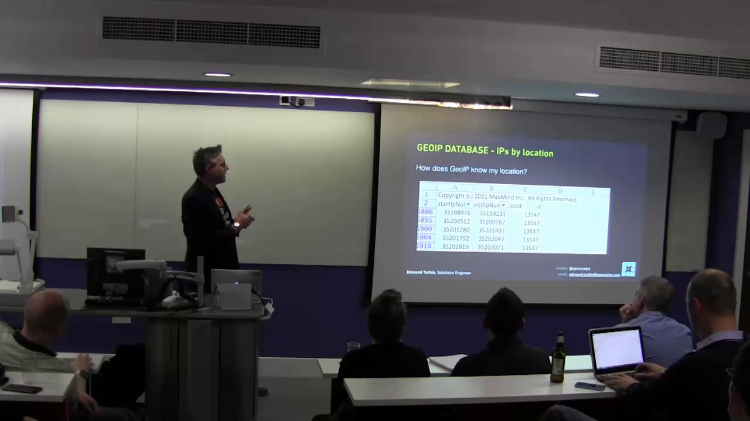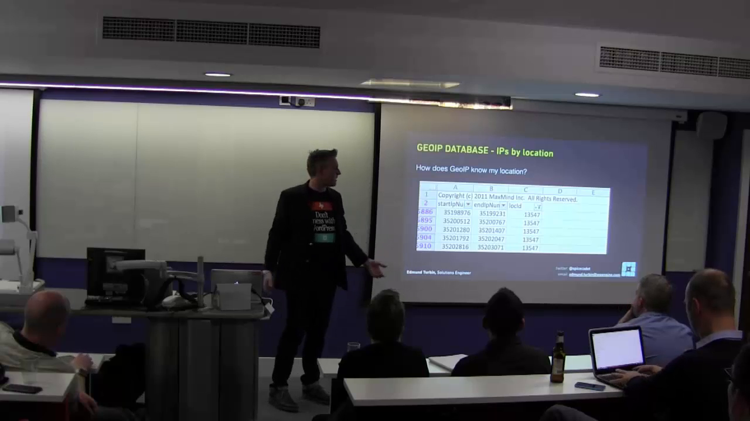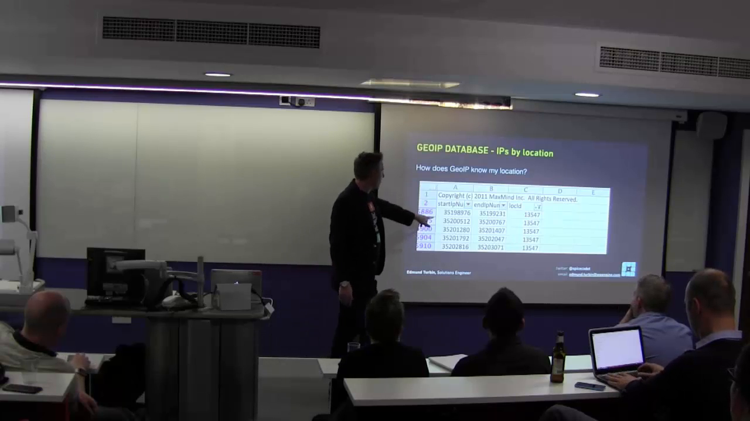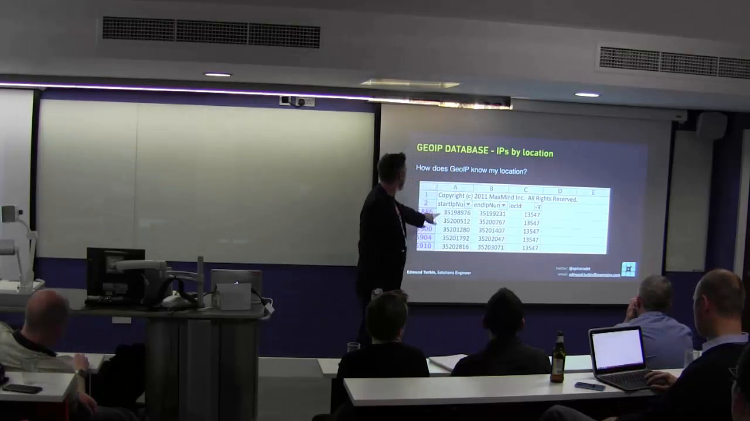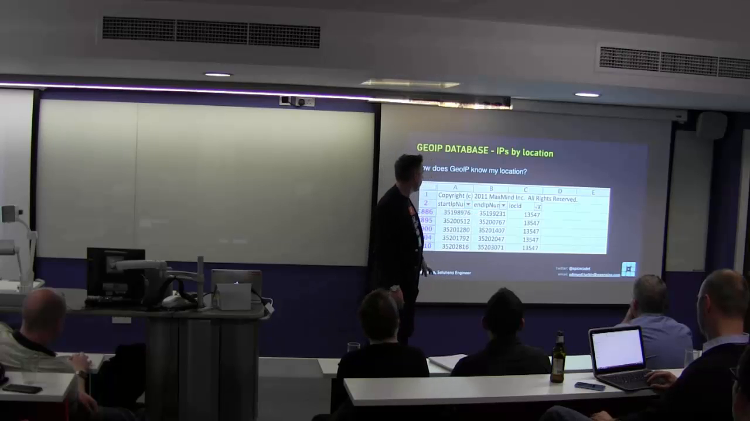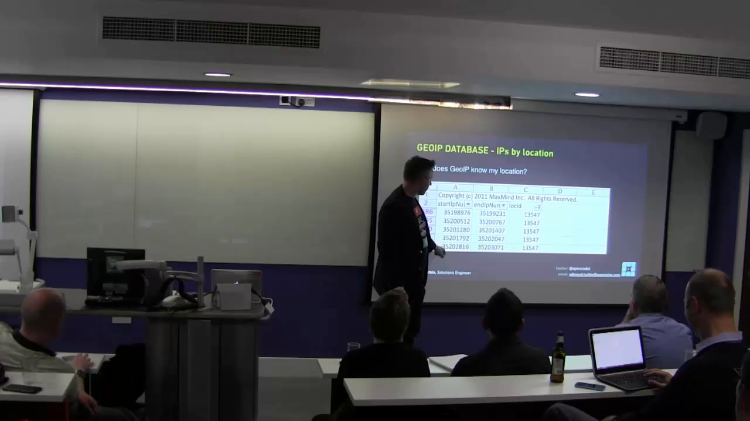So we're looking at IPs by location. How does GeoIP know my location? It really doesn't. It just knows your IP address. There's a range of IP addresses that are linked to a location ID. So you've got a start IP and an end IP, and a location can have many ranges.